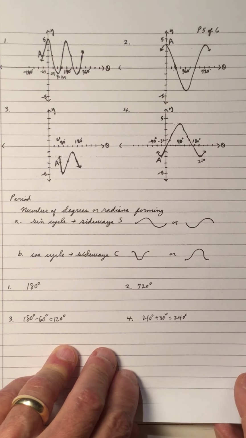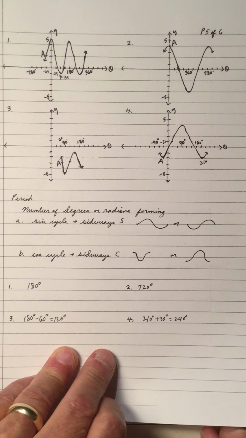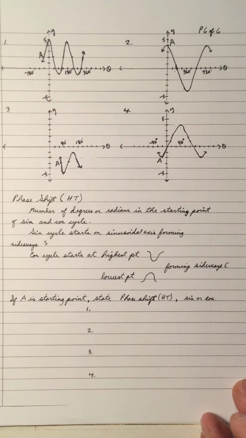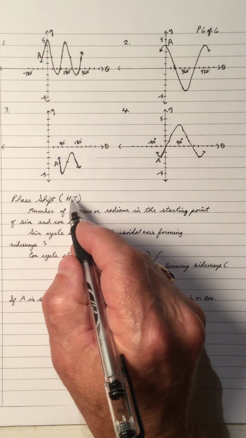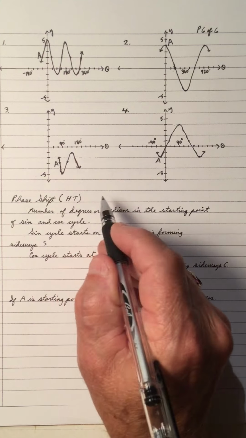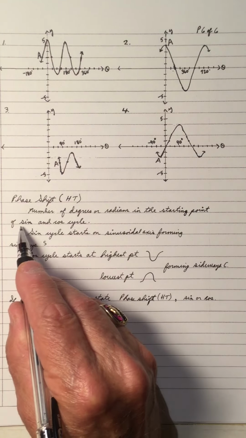So you can either make an S, a sideways S, or a sideways C, your choice. And the phase shift is the horizontal translation, moving it left and right. It's the number of degrees or radians in the starting point of sine or cos.